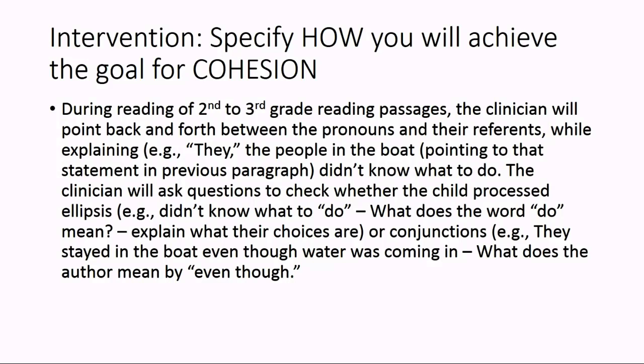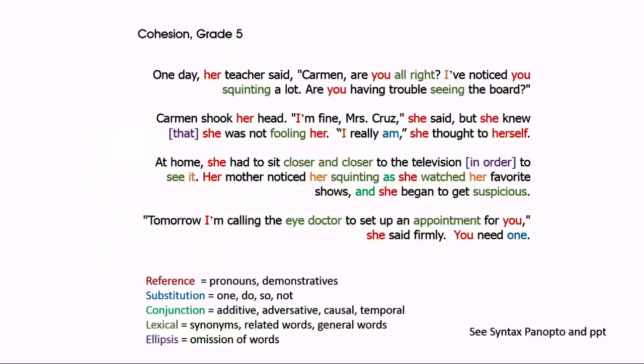So how will we accomplish this? During reading of second to third grade reading passages, the clinician will point back and forth between the pronouns and their reference while explaining. "They," the people in the boat, according to the statement in a previous paragraph, "didn't know what to do." The clinician will ask questions to check whether the child processed the ellipsis. "Didn't know what to do." What does the word "do" mean? Explain what their choices are. Or conjunctions: "They stayed in the boat even though water was coming in." What does the author mean by "even though"?